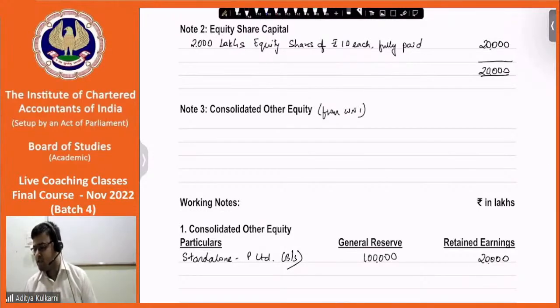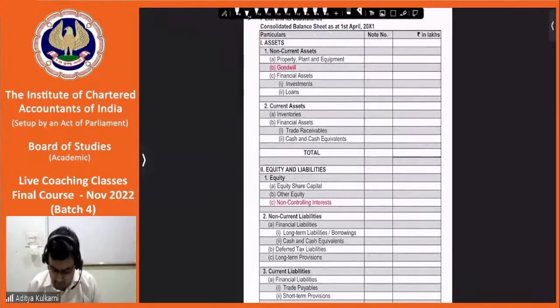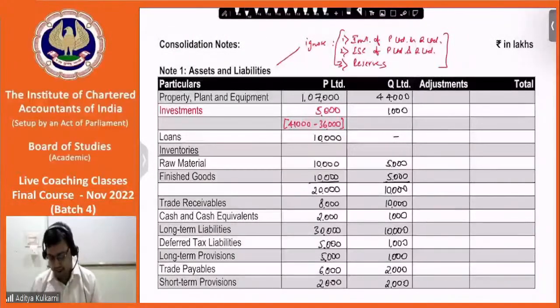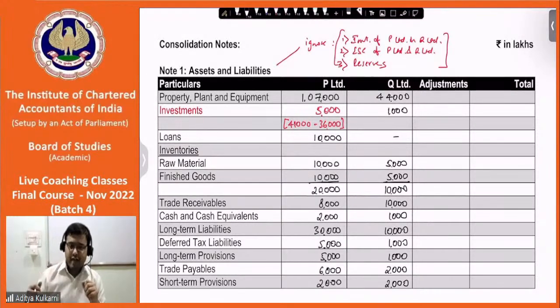Sir, we reduced bank balance from P Limited. Why has it not increased in Q Limited? I wanted somebody to ask this question. Thank you, Arpita, for asking. This is not a fresh issue of equity shares. Remember, Q is not issuing equity shares. P Limited has purchased these equity shares from other investors. Sir, how do you know that? It is how it happens.